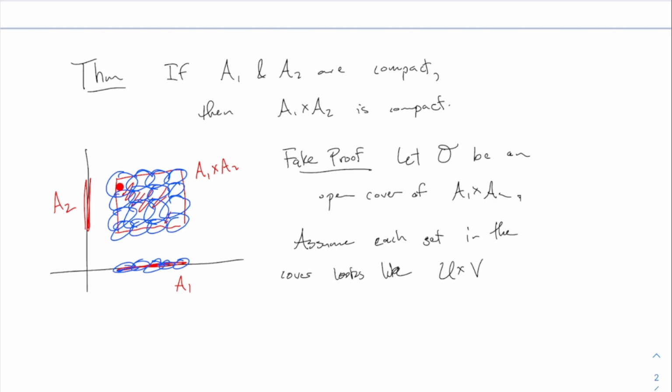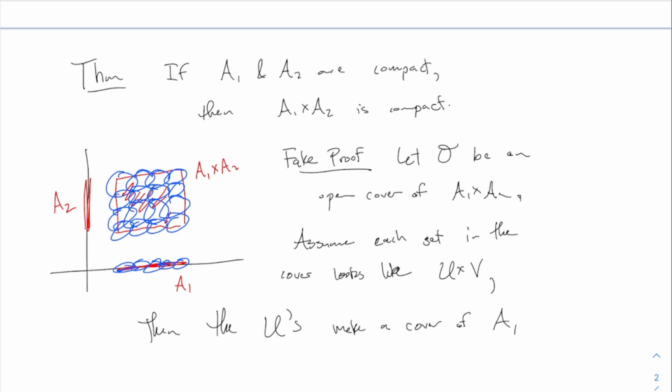So these things, you could shrink them down to get sets that always look like this. Although when you shrink them down, they don't quite cover the whole thing anymore. That's why this is not a real proof. But anyway, if we assume each set in the cover looks like that, then if we only consider the first half of it, the U's, those would make a cover of A1. The U's make a cover of A1.